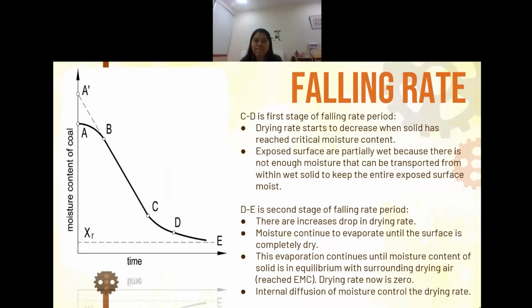For the falling rate, it has two stages. The first stage is from C to D, while the second stage is from D to E on the graph. At the first stage, the drying rate starts to decrease when the solid has reached the critical moisture content. The exposed surface is partially wet because there is not enough moisture that can be transported from within the wet solid to keep the entire exposed surface moist.